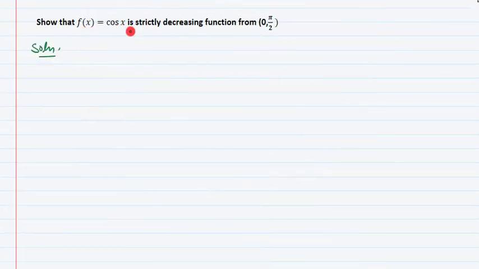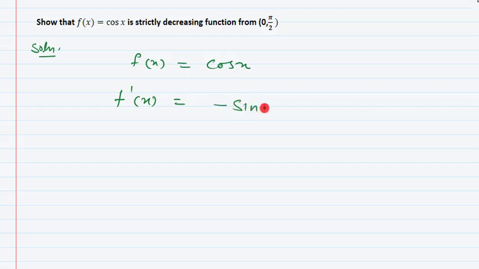Here we need to prove that cos x is a strictly decreasing function from 0 to pi by 2. It is very easy to prove by using derivatives. The given function is cos x. We will calculate the derivative, which is minus sin x. You know very well that sin x is positive in the first quadrant, that is from 0 to pi by 2.